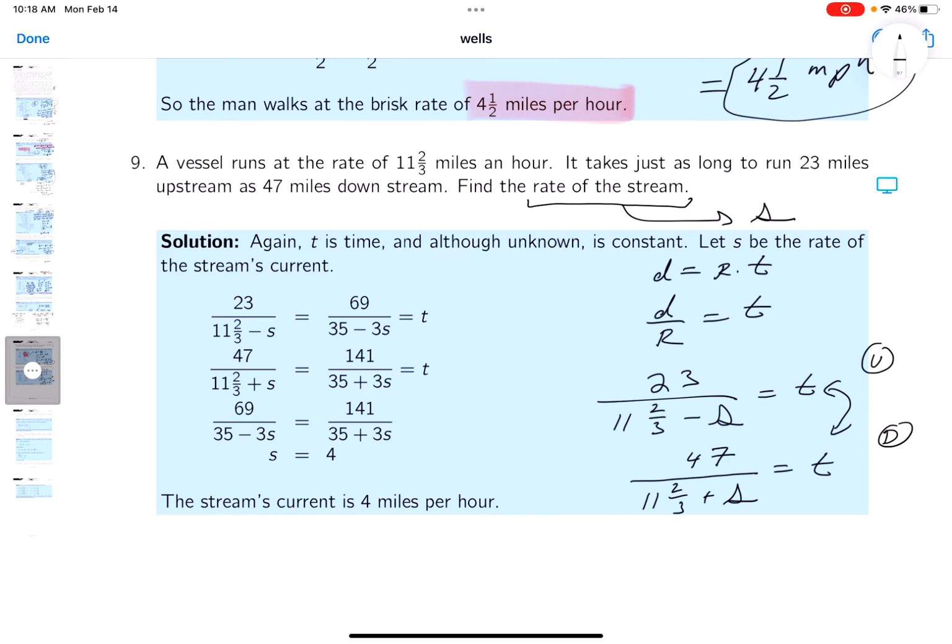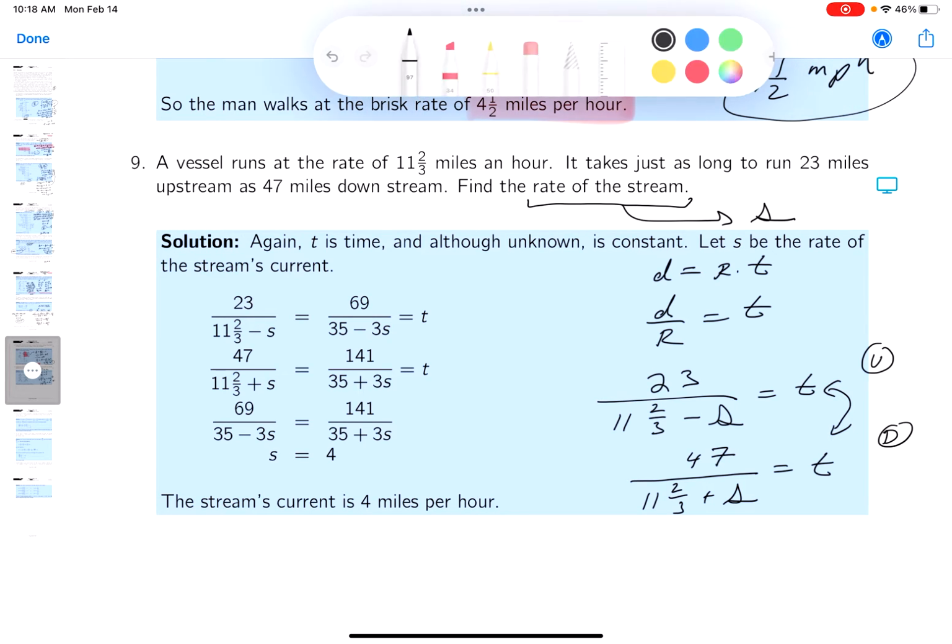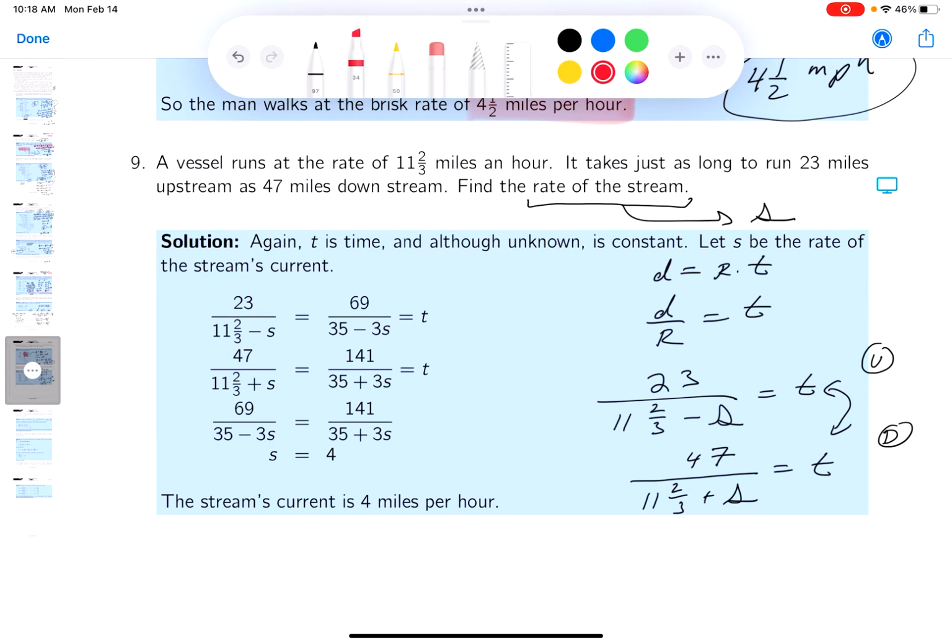I want to go to the K, and I'm going to point out where these things are written for you. So over here, this is the time upstream. Over here is the time downstream. They said they're the same amount of time. What does that mean? These t's are identical.